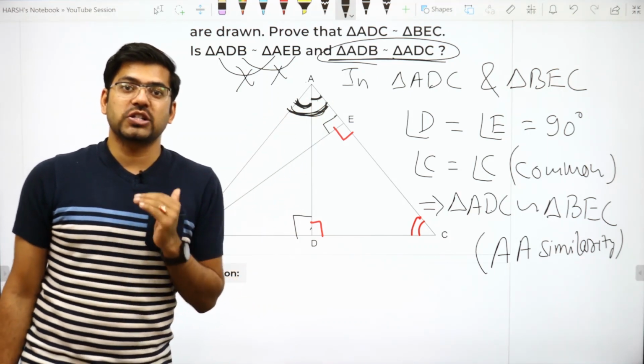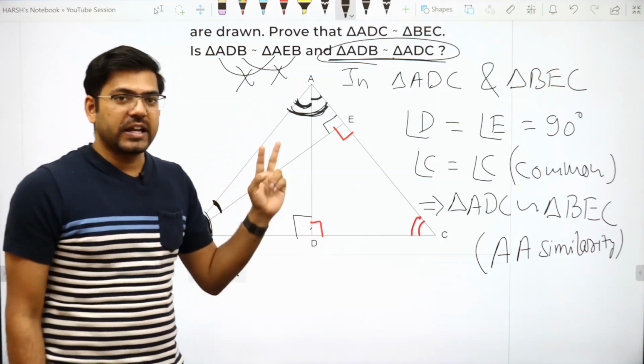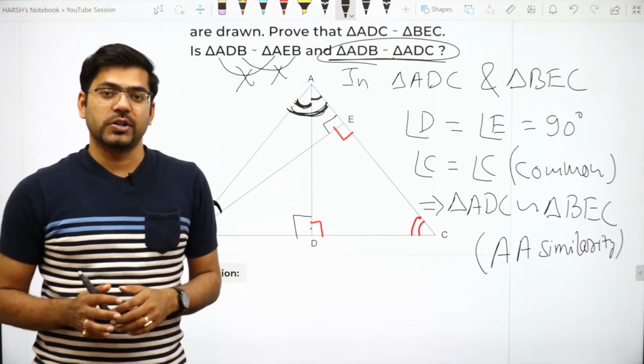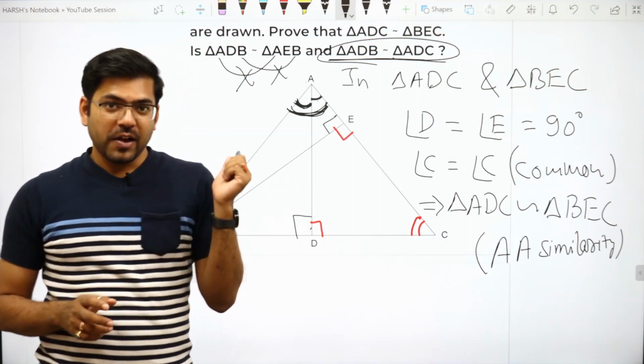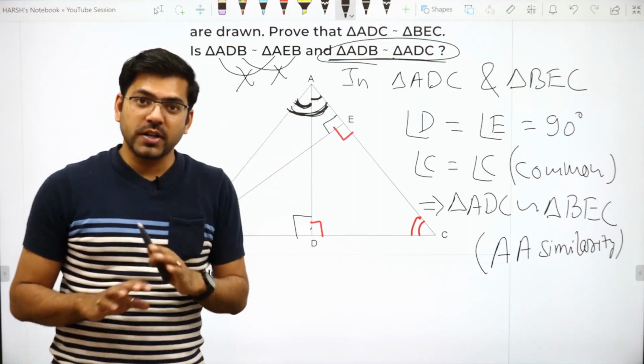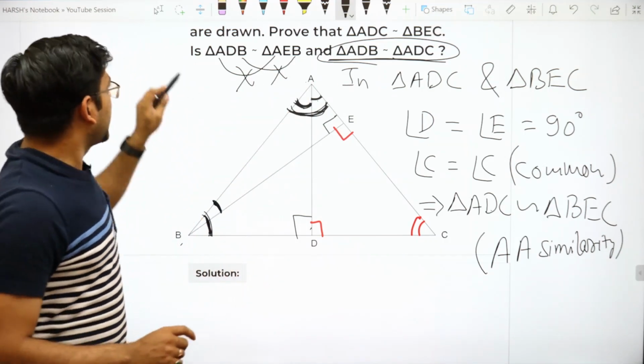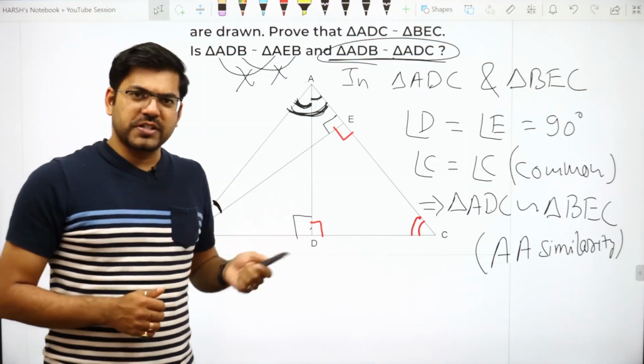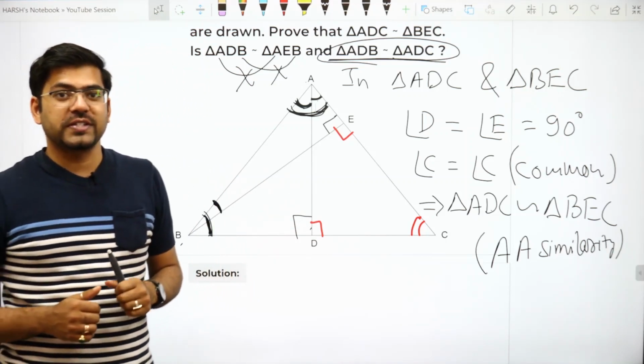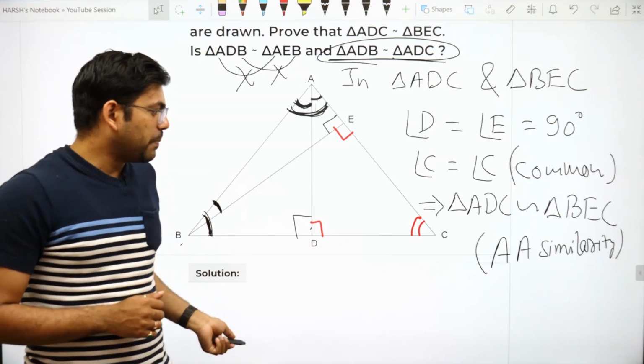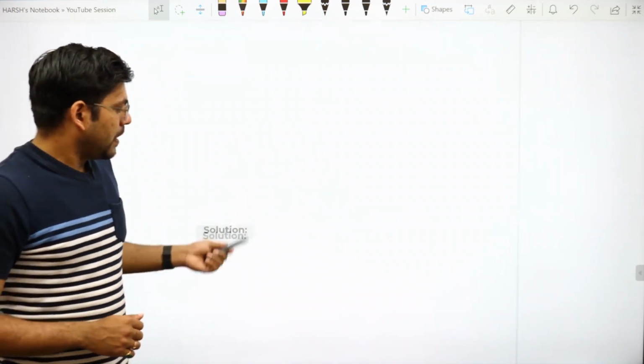Until and unless the question specifies that these angles are equal, we cannot assume on our own. So I guess you would be able to understand how these two triangles are not similar. Now once you have understood this question, this question is again an easy one, but yes, all these questions are important questions. So let's move on to our next question.